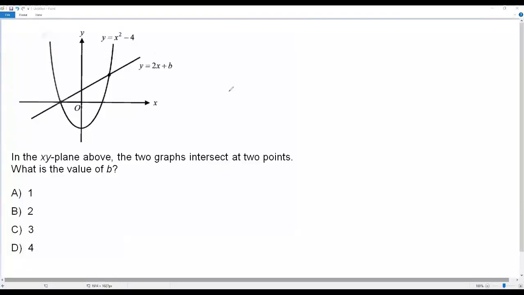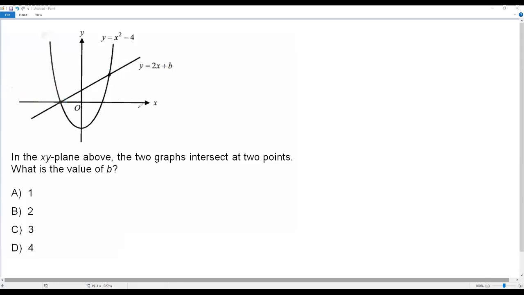Here we have a SAT math question. Okay, let's go through the information. In the xy plane above, the two graphs intersect at 2 points. What is the value of b? So here we have a graph of a parabola and a line. The parabola and line intersect at 2 points over here and here. We have to find the value of the unknown constant b in the equation of the line.